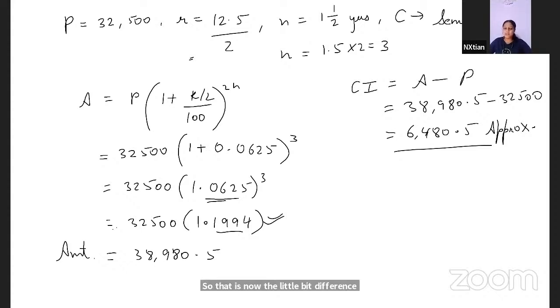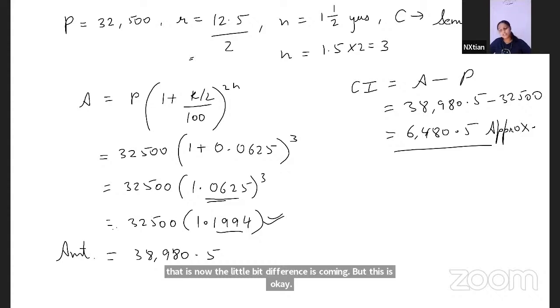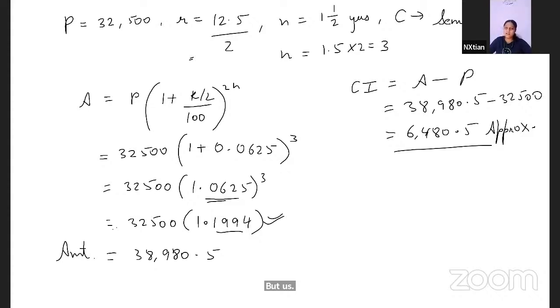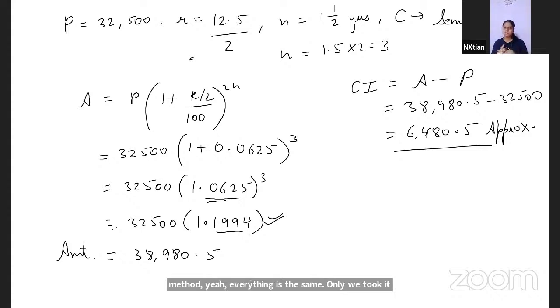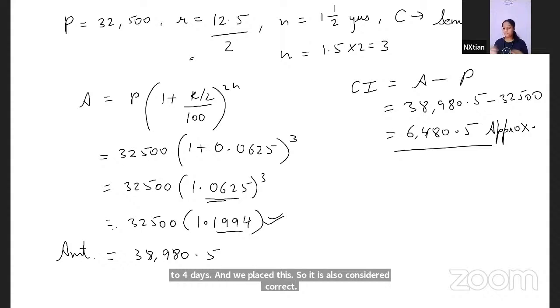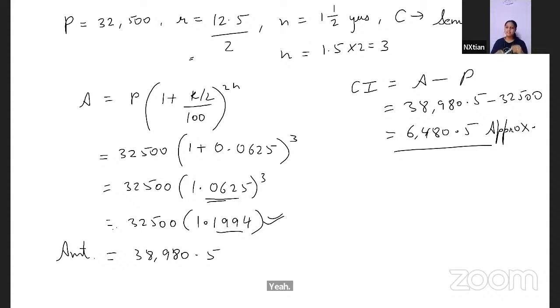But this is okay, Sunil. This is also correct. The method is the same, everything is the same. Only we took it to 4 decimal places, so it is also considered correct. Okay. Now let's begin with the science class, guys. Cameras on, everyone.